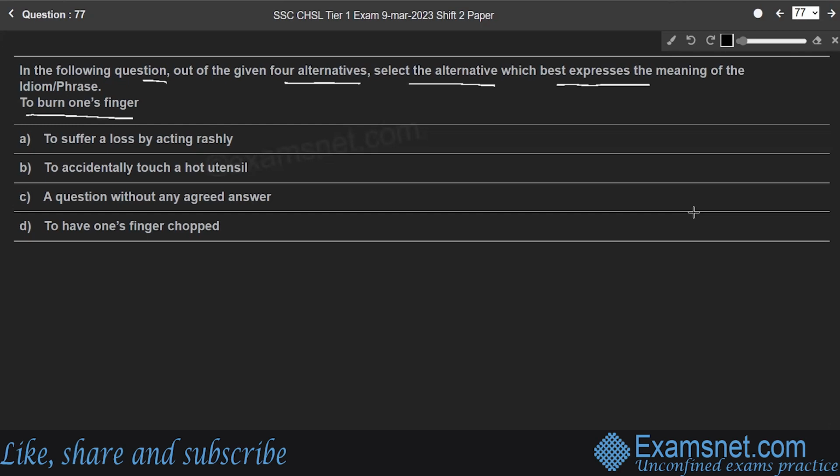Option 1, to suffer a loss by acting rashly, best captures the meaning of the idiom. Option A is the answer, to suffer a loss by acting rashly, or to burn one's finger.